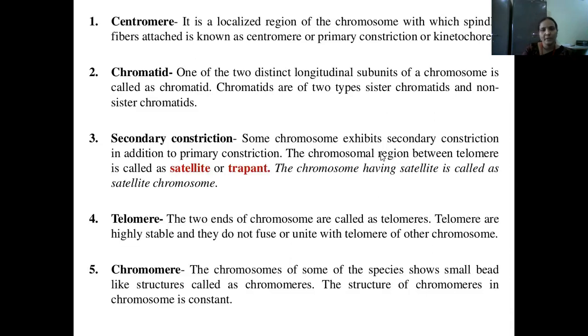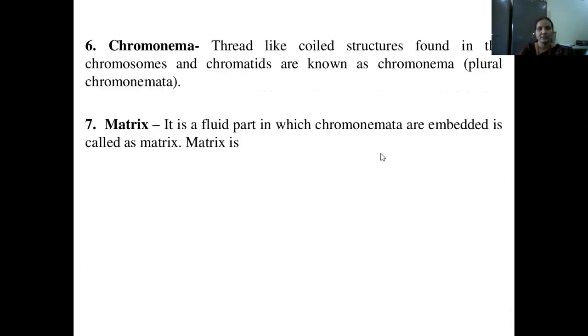Chromomere, the chromosomes of some species show small bead-like structures called chromomeres. The structure of chromomere in the chromosome is constant, वो भी constant रहेगा. Then chromonema, thread-like coiled structures found in the chromosome and chromatids are known as chromonema. Plural is chromonemata. Matrix is fluid-like, with chromonemata embedded in the matrix. Matrix means liquid.